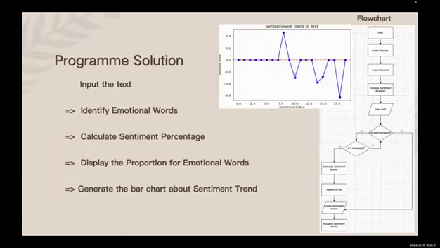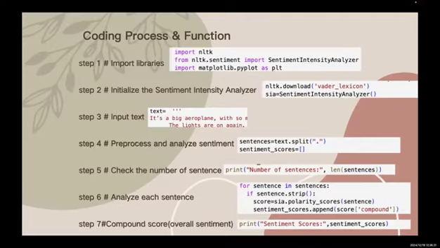This is my program solution step and the flowchart of the coding process. Therefore, I will introduce the specific coding process and every step's function. Firstly, import NLTK, which is to import necessary libraries. Secondly, download the VADER lexicon, which is a list of words and their corresponding sentiment scores.